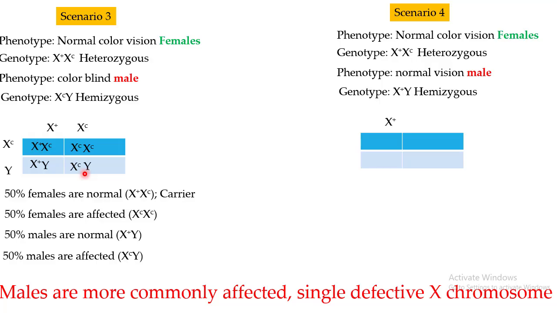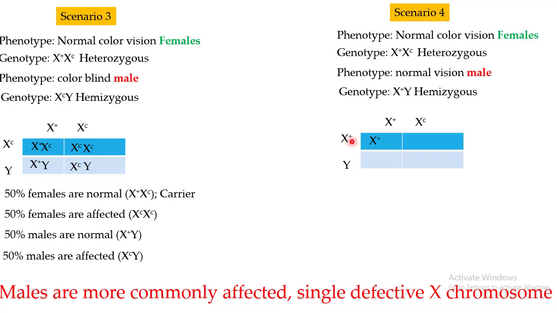Again, the mother is producing two types of gametes. 50% of the gametes are going to have the X chromosome carrying the normal allele. 50% of the X chromosomes are going to carry the allele for the diseased one. If you talk about the father, he is going to produce gametes which are going to have the X chromosome with the normal copy of the allele, and then there is the Y chromosome.